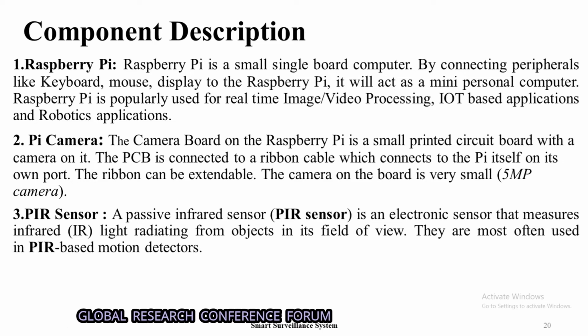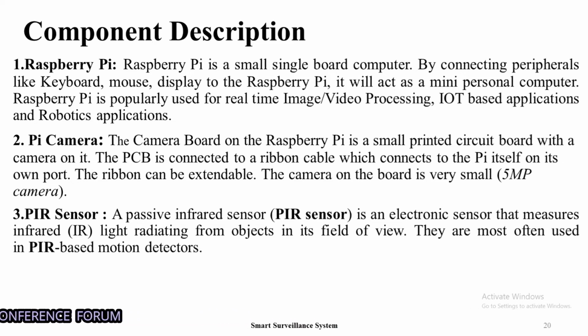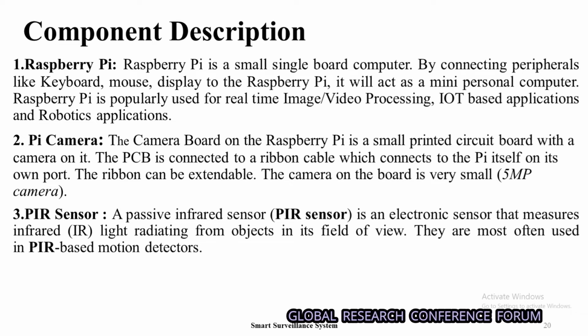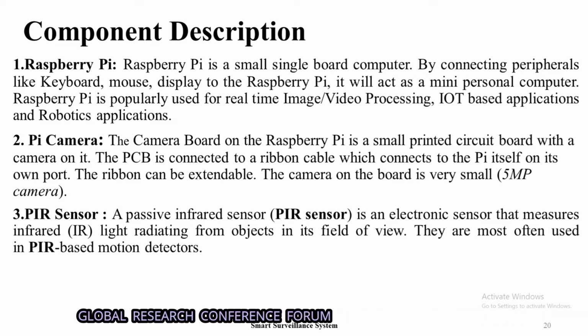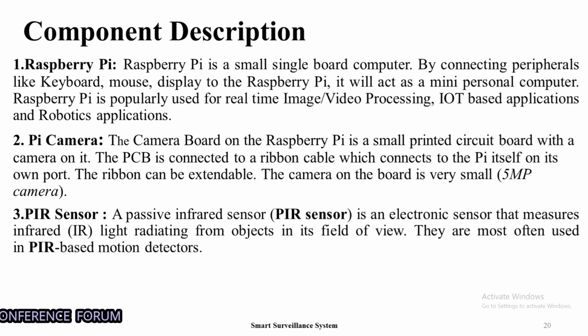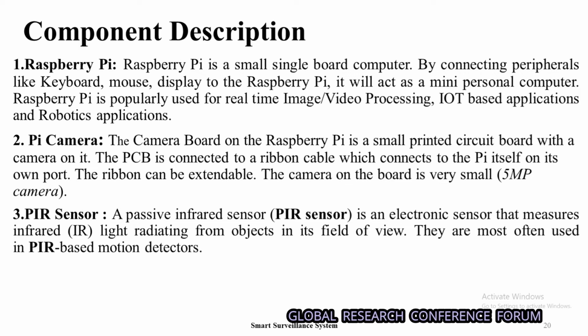This is the component description. So what is Raspberry Pi? Raspberry Pi is actually a simple computer board which has been made by connecting small modules. We can term this a mini personal computer also.